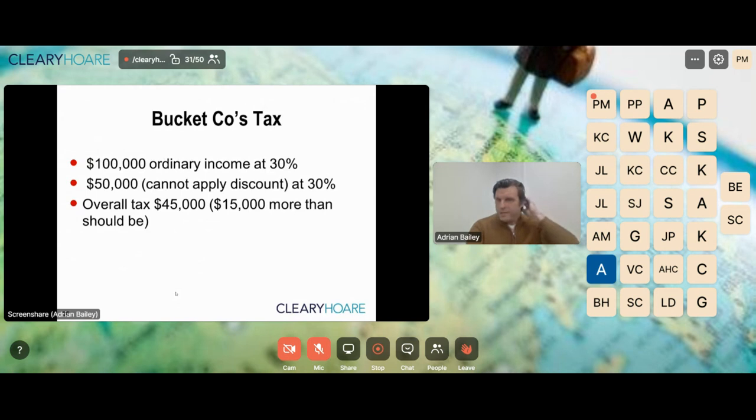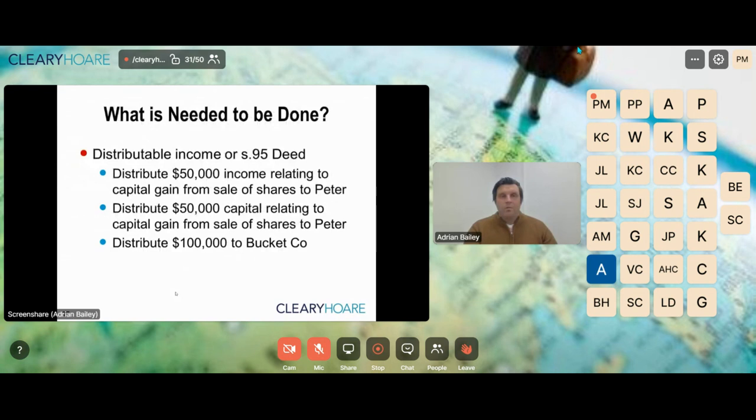So assuming a 30% tax rate, can't apply the discount. We end up with an overall tax bill of $45,000, which is $15,000 more than it should have been if we'd got our streaming resolutions correct. What would we have needed to have done in that circumstance?